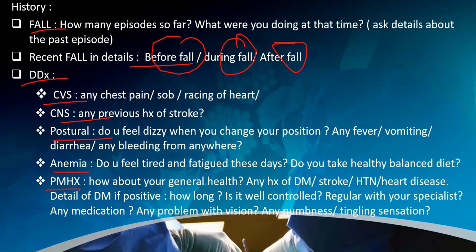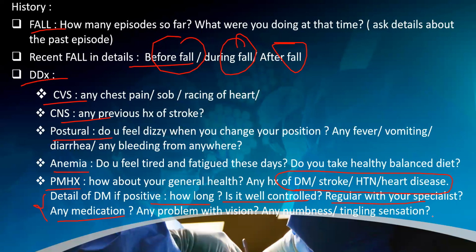And then you move into your past medical history. In the past medical history, you ask how's your general health? Do you have any medical condition like diabetes, high blood pressure, heart condition, or a stroke? These are very important medical conditions that you need to ask. In one of the cases you will find out that the patient is diabetic. And if diabetic, you need to go into detail here. So, since when have you been diabetic? Is it well controlled? Are you taking any medication for that? What kind of medication are you taking? Who takes care of your medication? Are you regular with your specialist?